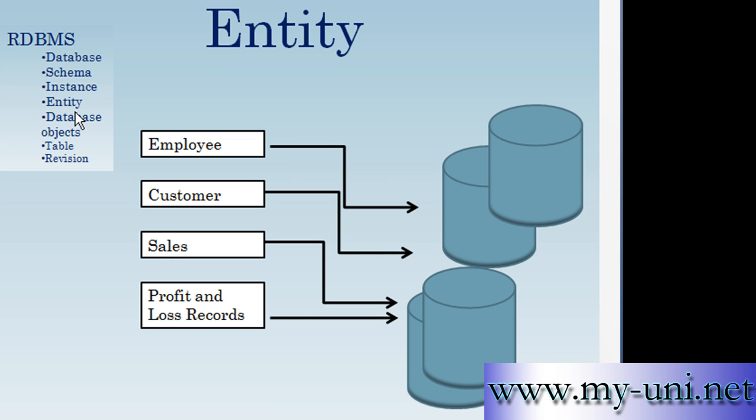The next on the list is entity. An entity means an object of interest. For example, customers and employees can be objects of interest that a company might like to store data about. In the case of an employee, name, hire date, salary, and the department they're working for are attributes of an employee that a company might like to keep a record of.